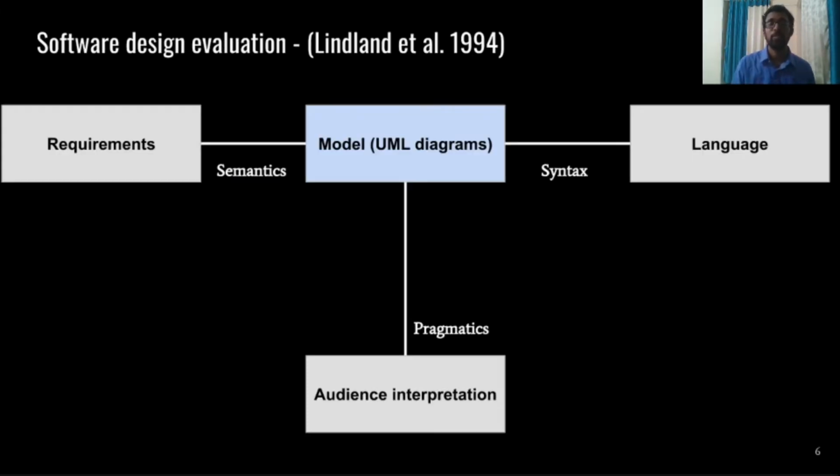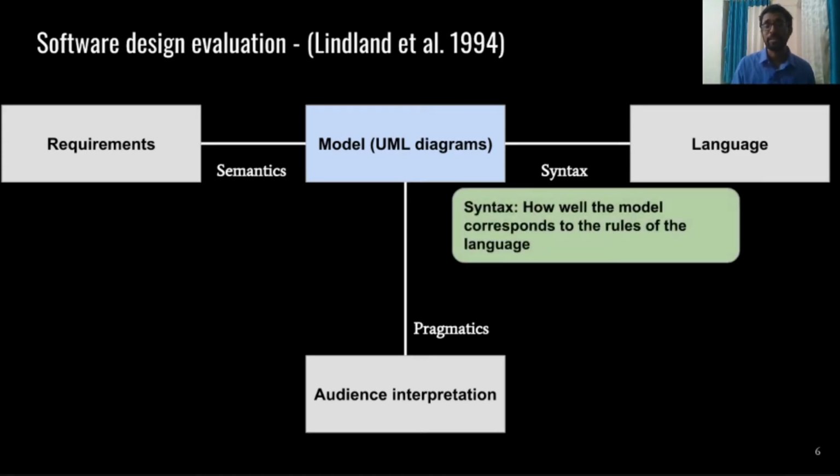In order to characterize software design evaluation, we have used Linlan et al.'s framework for software quality. According to Linlan et al., software design can be evaluated based on three categories: syntax, semantics, and pragmatics. By syntactic quality, we refer to how well the model corresponds to the rules of the language. In this case, the rules of the language are the rules of UML diagrams.